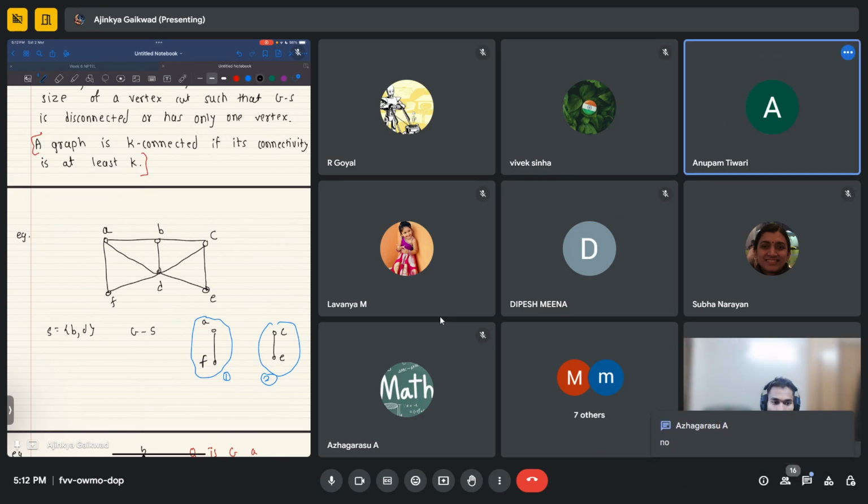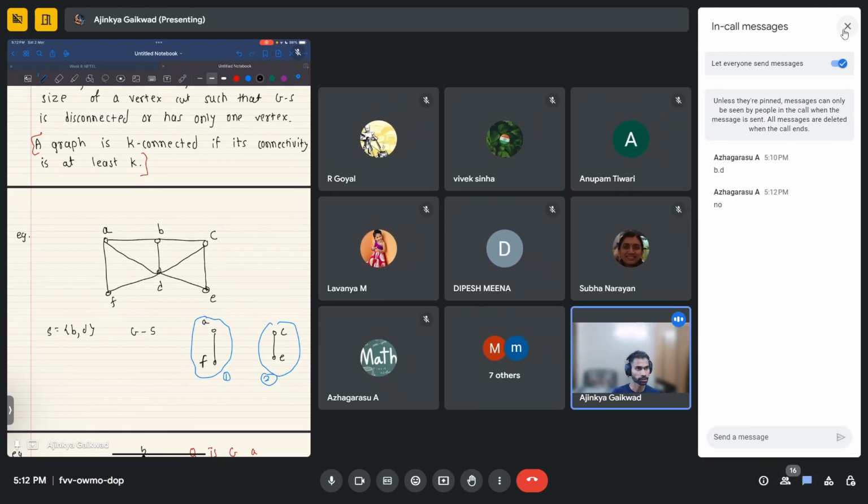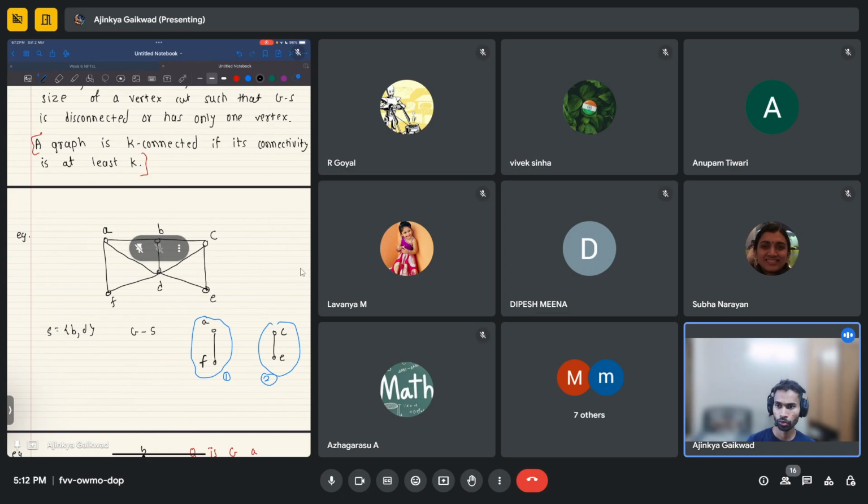Now again, the question is, can you give me a vertex cut of size 1 in this graph? No, right? Somebody wrote it in the chat. Clearly, if I remove A from the graph G, then the graph remains connected. If you remove B, C, D, E, F, anything, the graph still remains connected.